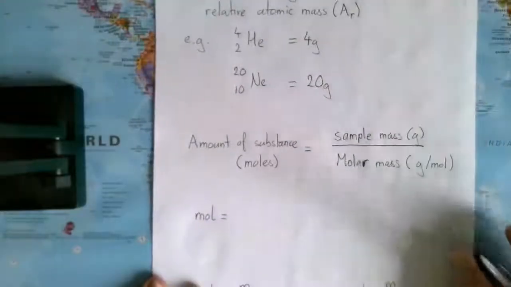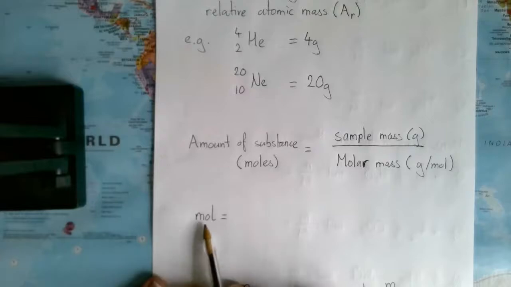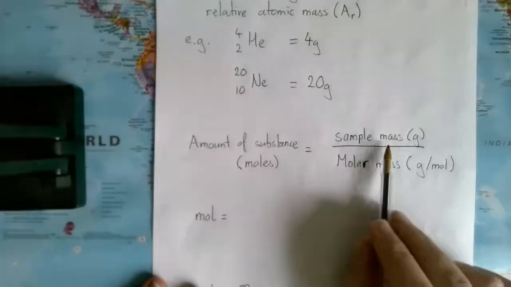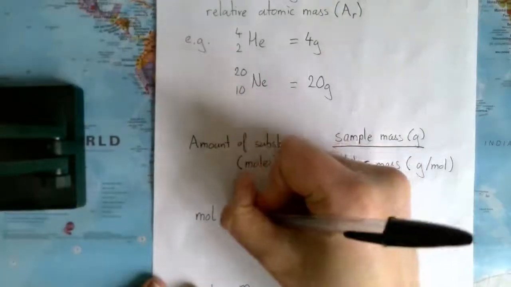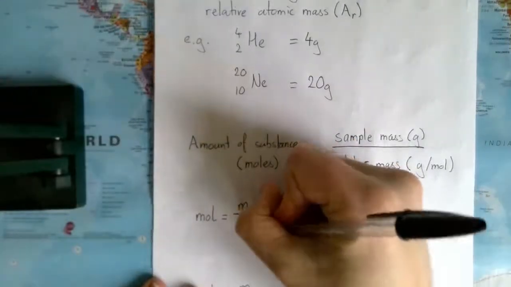Now I'm going to use not this whole written equation, instead I'm going to use a little shorthand for it. Mole to mean the number of moles. The mass we're going to do as a lowercase m, and then the mass of 1 mole I'm going to do as a capital M.